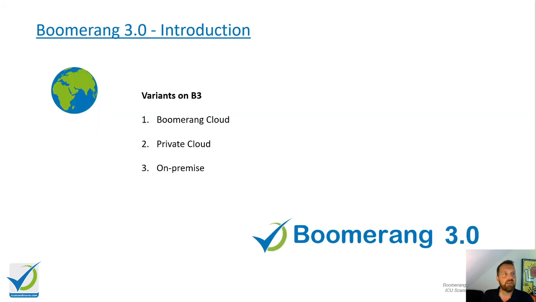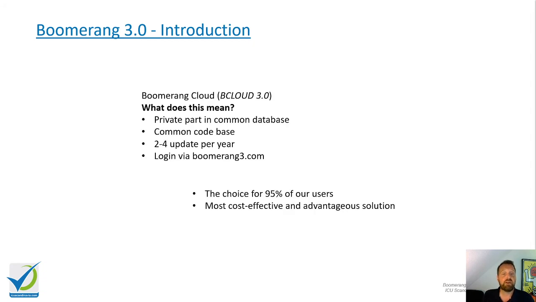So I thought we would take a look at the different variants there are on the B3. So we have some different options. As we know, our customers have different requirements for their operation. And the most common variant is the ICU Cloud. And that is that the user uses the standard service. This means that there is update 2 to 4 times a year. Mirror hosting and Active Directory option is standard. And this solution fits most of our customers, and it's also the most cost efficient.